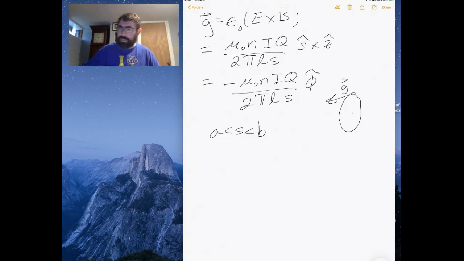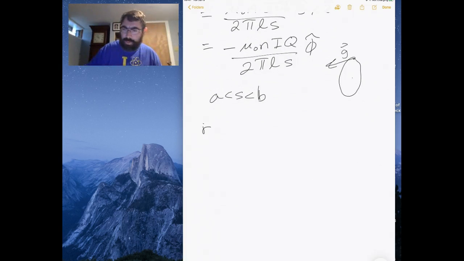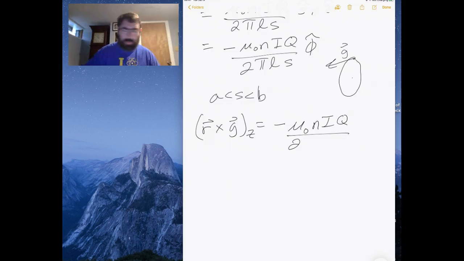If I take the z component of the angular momentum, calculating it with some radius r, I would get minus mu 0 n I q over 2 pi L. I said r, but really it should be S. The interesting thing is that it's independent of S. It doesn't matter where we are in between those two cylinders, you would get the same z component of the angular momentum.